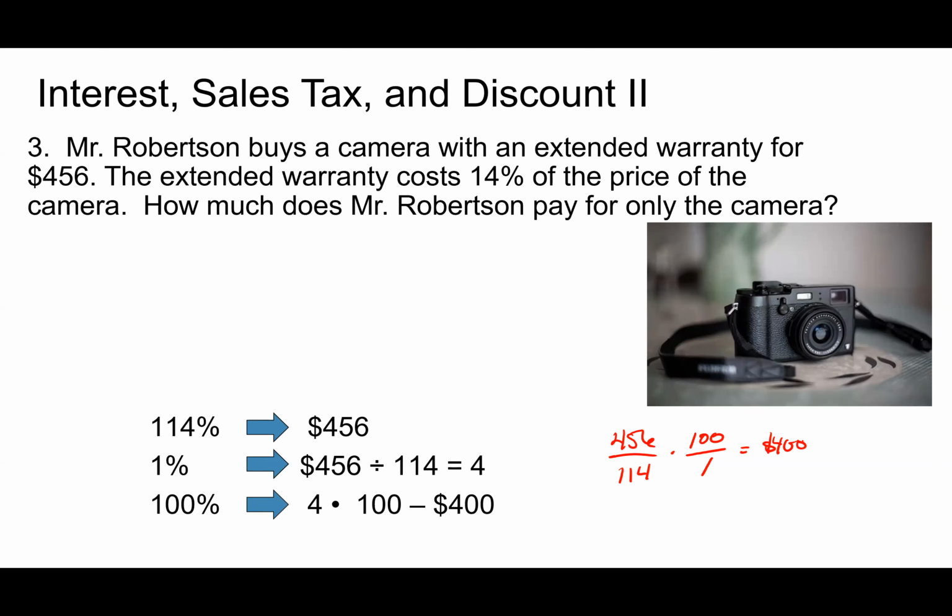I walked around and looked at your bar models. Most of you had good bar models, but let's check it really quick. You should have had one that looks something like this, where you had 114% over here, which was the total price, including the warranty. And we need to find for 100%.